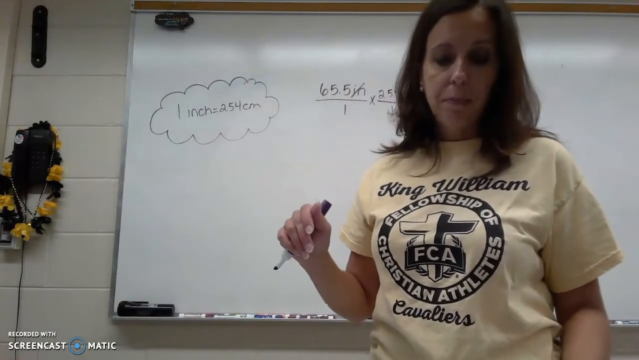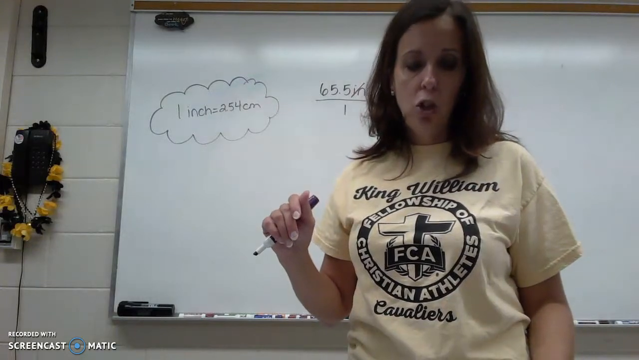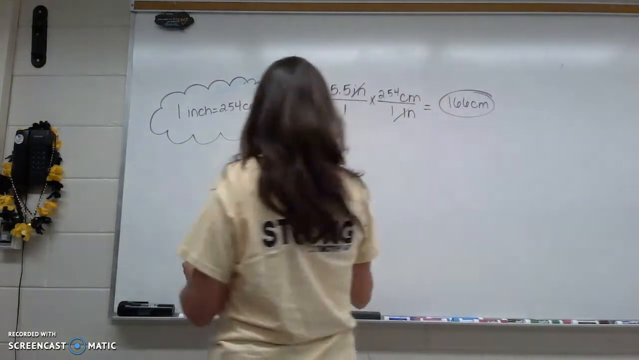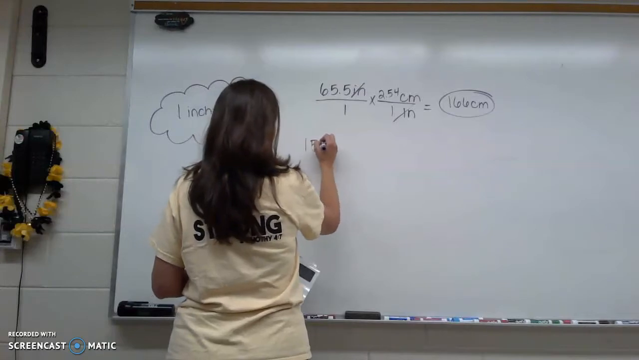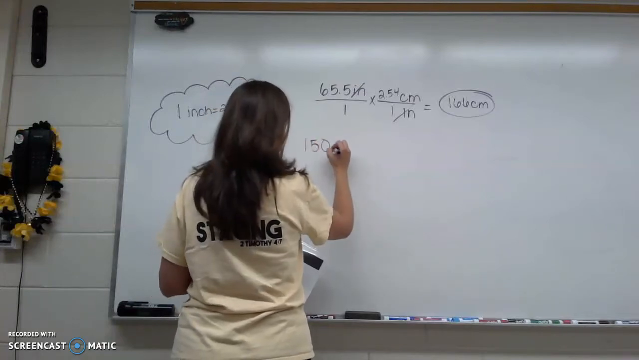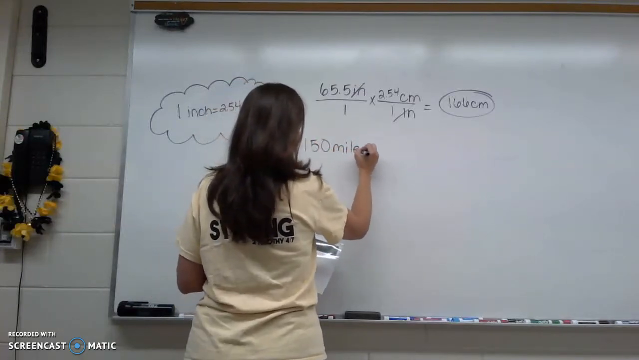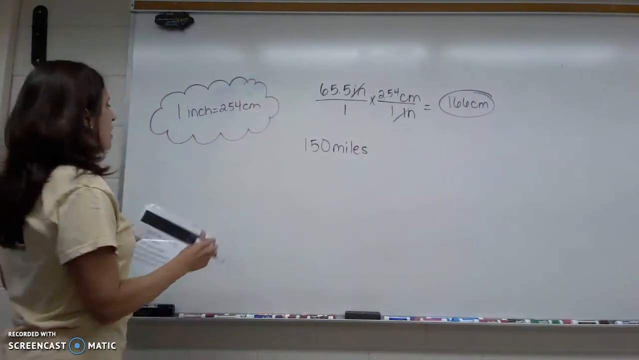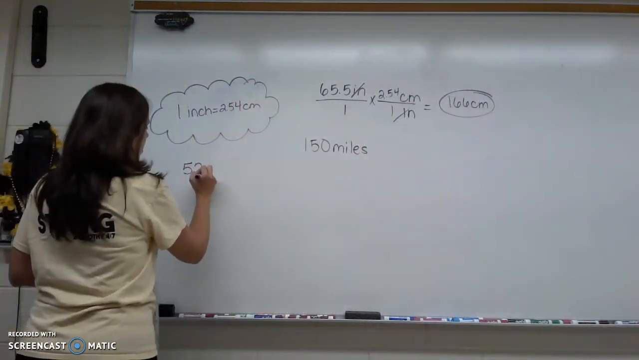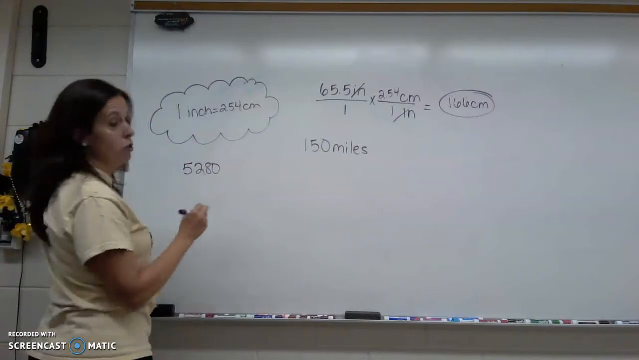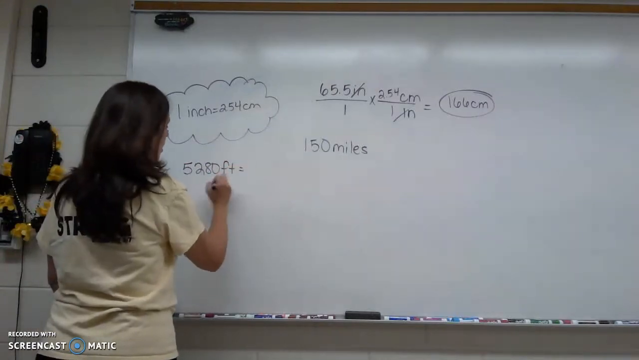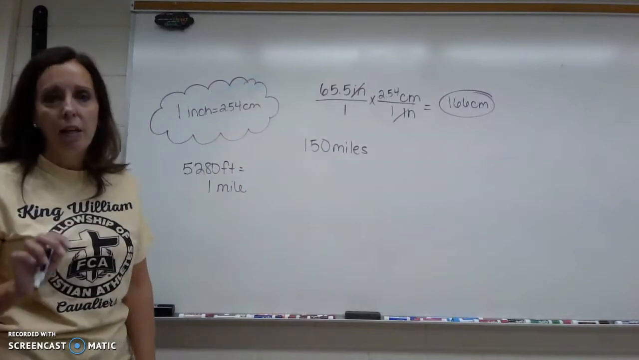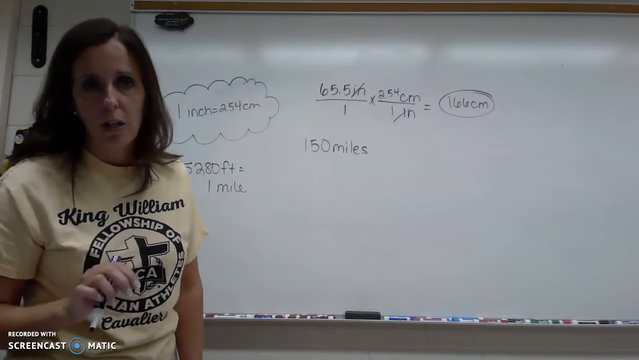Moving on. I am skedaddling to number 7. And in number 7, I have 150 miles. And I'm going to kilometers. Okay? Now, one of the things you will need to know is that there are 5,280 feet in 1 mile. I will give that to you on a test or quiz, okay?